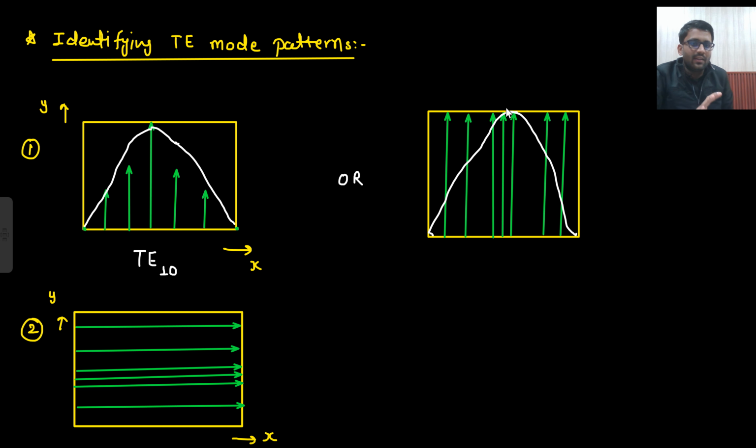Are you able to understand? In between there is maximum amplitude. That's why they have made the vectors close. Otherwise they will make the vectors far. So this is like a sinusoid only. This is like 1 half cycle only. So this is your TE10 only, because in the X direction I can see 1 half cycle and in the Y direction I can see 0 half cycles.